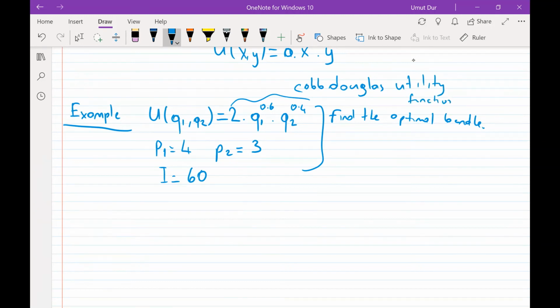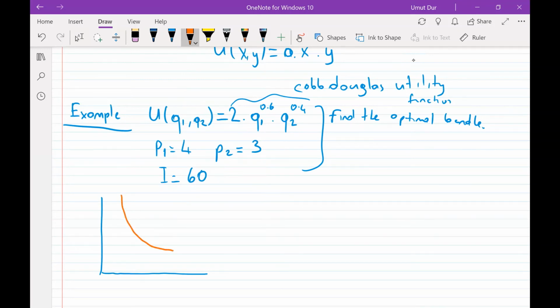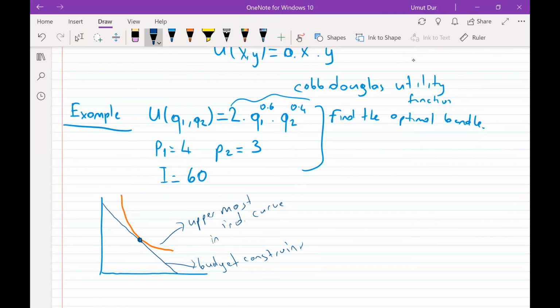And for this kind of utility function, our optimum can be found by looking at the indifference curve, let's say, and this is the budget constraint. The optimum is the uppermost indifference curve intersecting with the budget constraint.